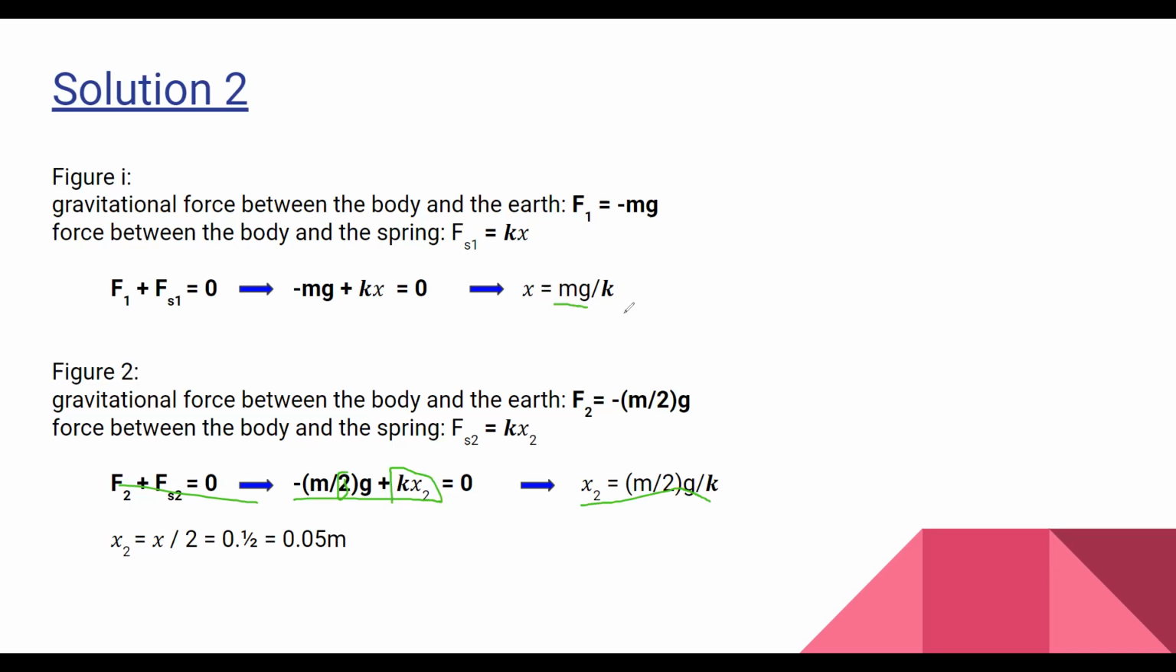We can compare this to mg over k and see that the only difference is that this has an m over 2, aka x2 has to be 1/2 of x. Therefore, we just do 0.1 and then divide this by 2, so we get 0.05 meters as our displacement. Any questions? Okay.